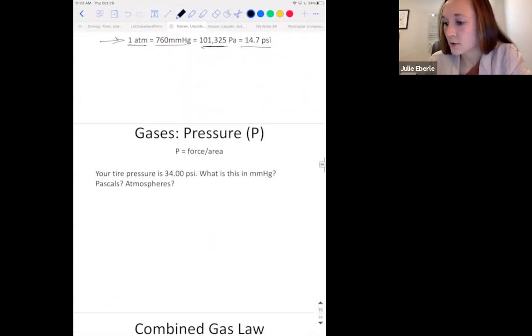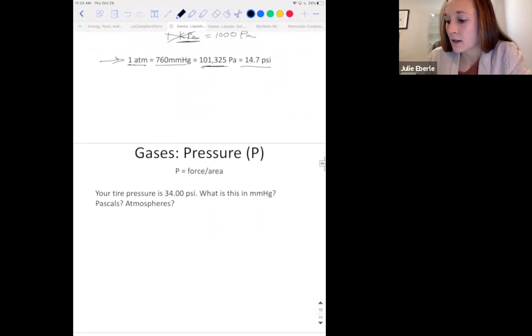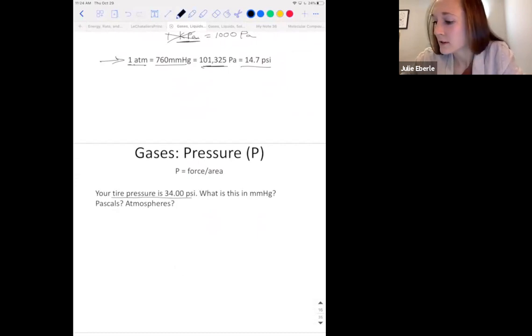So let's actually do a conversion. We're going to work this problem. It says your tire pressure is 34 psi. Good, that's good tire pressure. What is this in millimeters of mercury, pascals, or atmospheres?